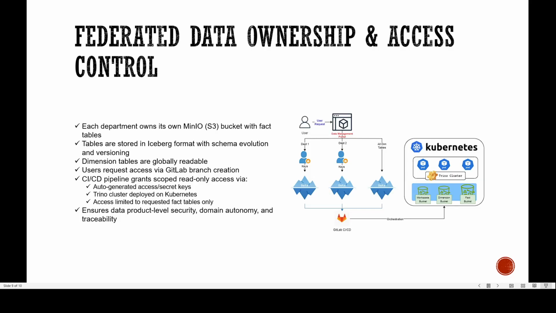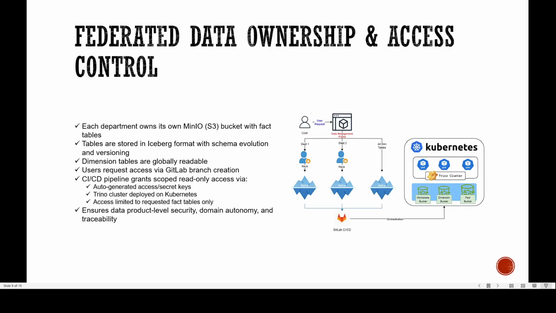A user requests some data on a portal. Now, data is owned on S3 buckets, it's sitting on S3 buckets. Dimensional data is read-only available to anyone who has access to data. But fact data stays, again, read-only, but stays within buckets that belong to certain departments.